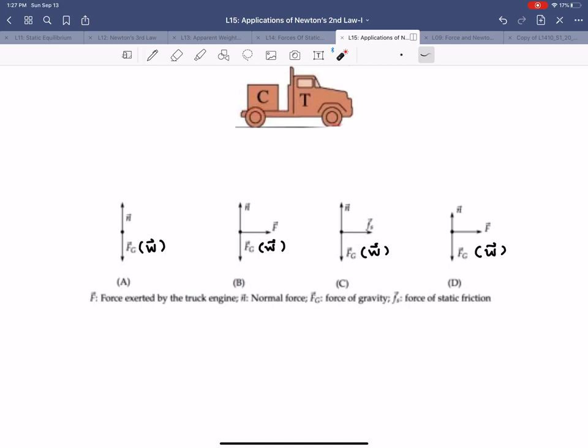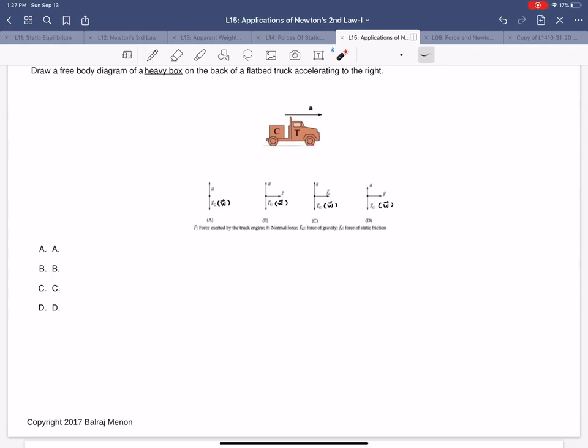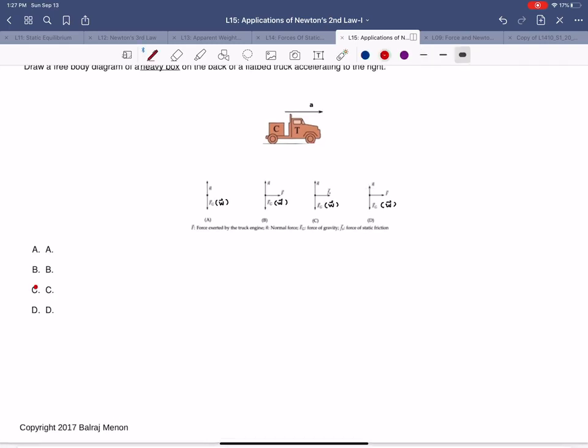So in this case, what is propelling the box in the forward direction is in fact the force of static friction, which means the direction of the force of static friction is to the right, and that's what's providing the acceleration. So the correct free body diagram in this situation is in fact C.